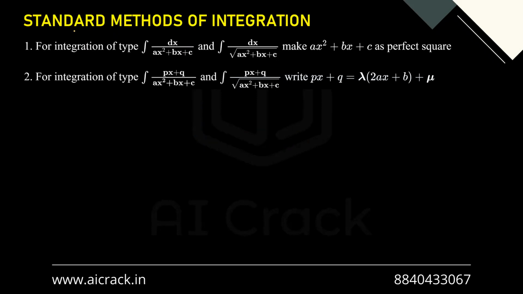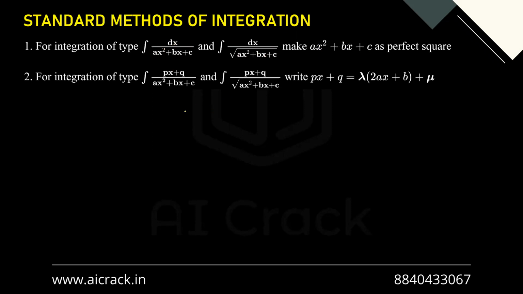Now let us talk about certain standard methods of integration. And actually these are not standard methods. These are just the continuation of whatever we have studied in the standard integrals which we derived with the help of substitution. So that's why we are studying them after substitution. Now let's look at the first part. It says that whenever we have these two kinds, basically dx divided by some quadratic and dx divided by under root of some quadratic, in that case, our approach should be that ax square plus bx plus c should be a perfect square. We have to create it in such a format that it becomes a perfect square.